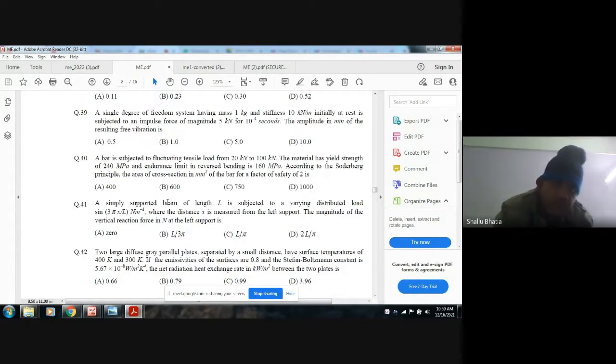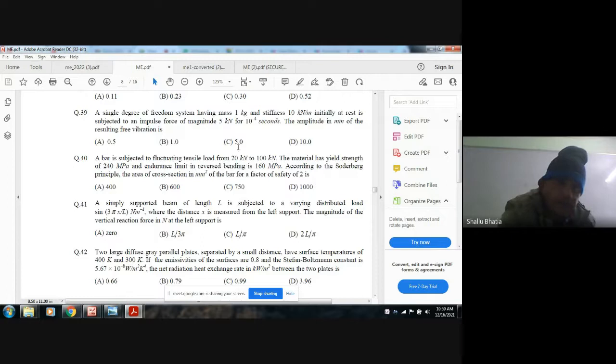A simply supported beam of length L is subjected to a varying distributed load sine(3πx/L) Newton per meter, where x is the distance measured from the left pole. The magnitude of vertical reaction in Newton at the left pole is: option A 0, option B L by 3π, option C L by π, option D 2L by π.